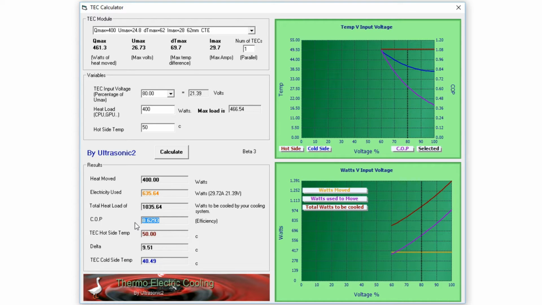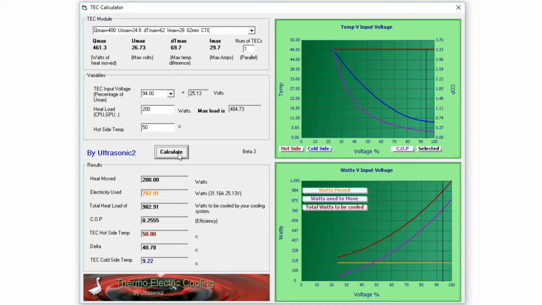And this is your COP or efficiency, which we're going to do a video on, and currently it's 0.6293, which you could say is 63% efficient. Hot side temperature, which is 50 degrees, and the delta, so that is the reduction in temperature from the hot side to the cold side, which is 9.51, and the cold side temperature, which is currently 40.49. And of course we can increase those, we can reduce the load, and we can change all of these.